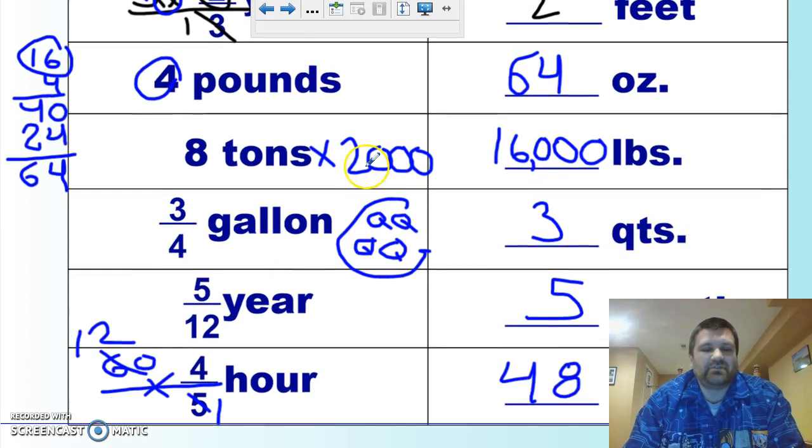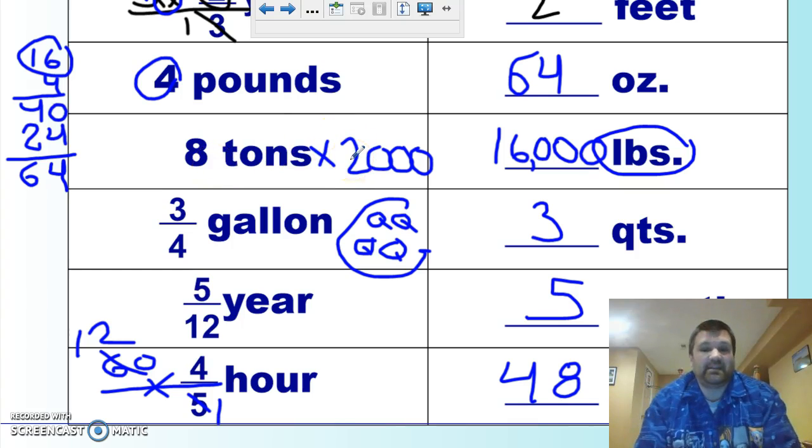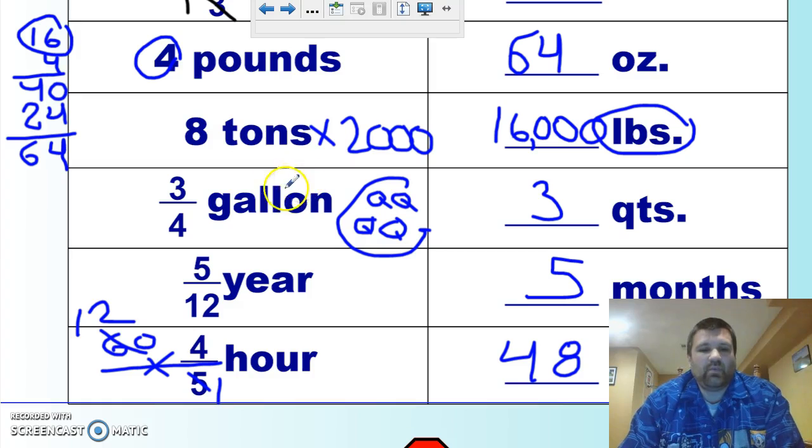8 tons, there are 2,000 pounds in 1 ton. If there's 8, we're going to multiply it by 2,000. Remember, this is repeated addition, so we could add 2,000, 4,000, 6,000, 8 times. Repeated addition. 3/4 of a gallon. Well, we just did gallon man the other day, so I quickly drew gallon man. Quarts, because it's 1 gallon, 4 quarts, 2 pints, and then 2 cups. So 1, 4, 2, 2.